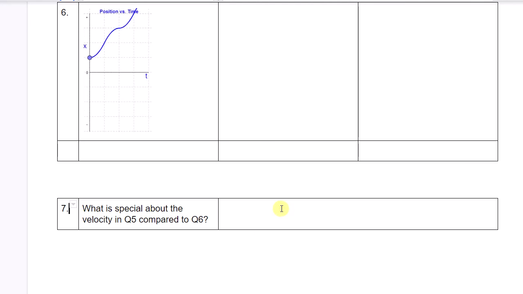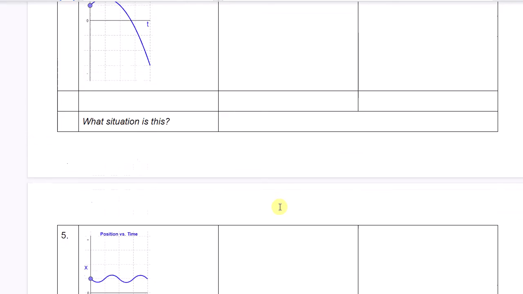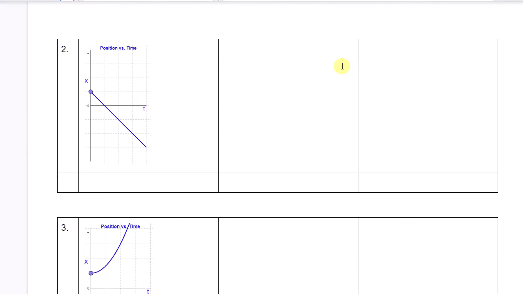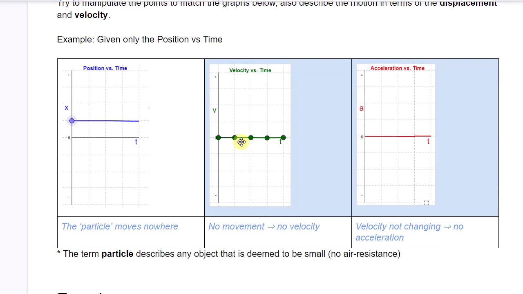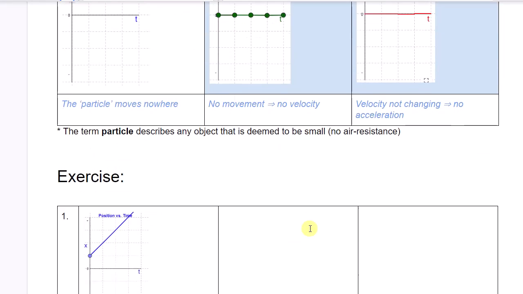It's an investigation. Play with the software, try and see, can you create the position-time graphs? So take your time, play about with them, just see what's happening first, and then try and create the situations.